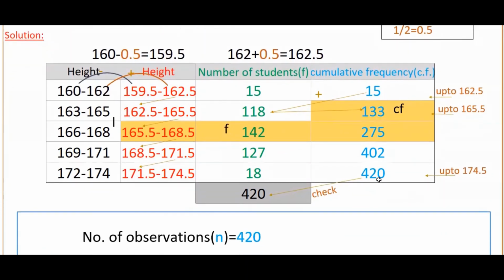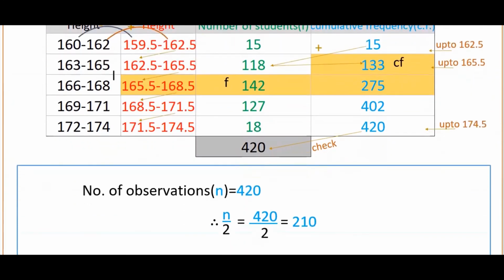Then you will get 420. This is the last value. If you add all these values, you will get 420 again. So this is the correct value. So you can check like this. This is the n value. And now the number of observations n is equal to 420. Therefore, n by 2 is 420 by 2, that is 210.